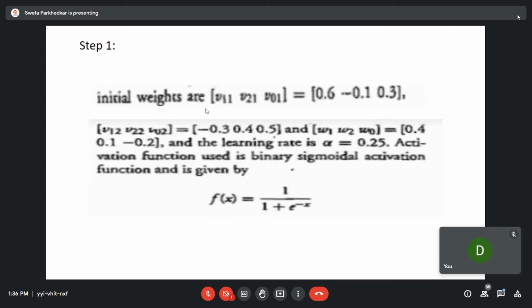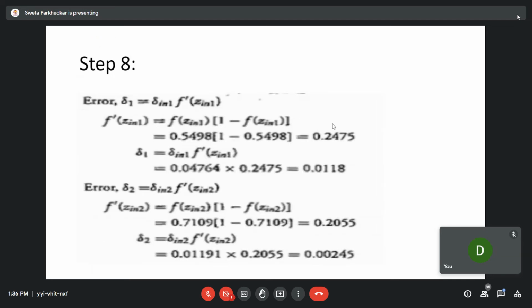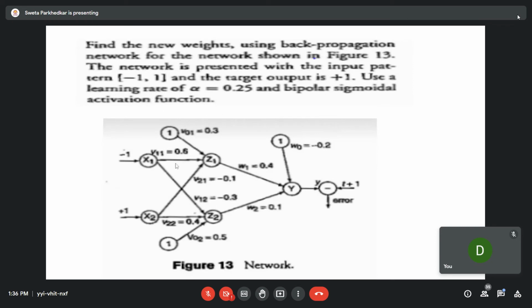For the previous problem we defined the initial weights V11, V21 and V01 and kept them in vectorized form like this. Similarly, we need to do the same for this problem, keeping it in vectorized form only, with no addition or subtraction. First we define the initial weights for Z1 and Z2, and then the initial weights for the Y input.